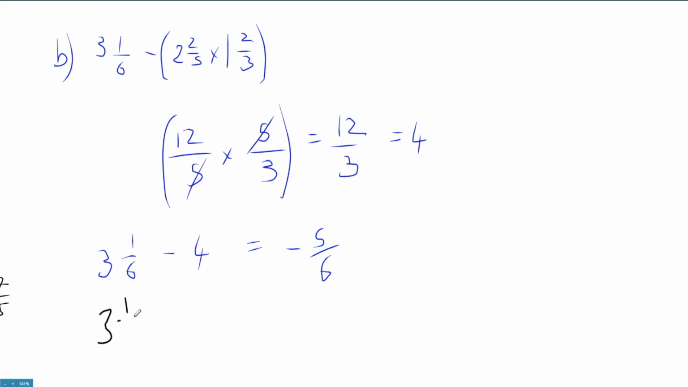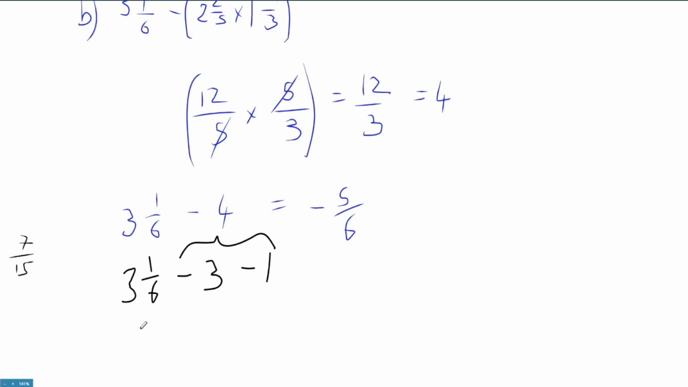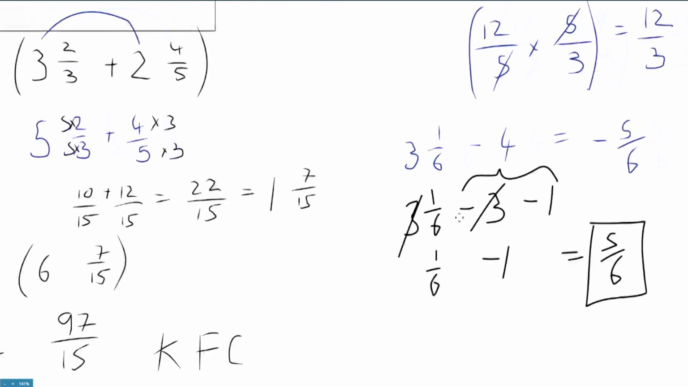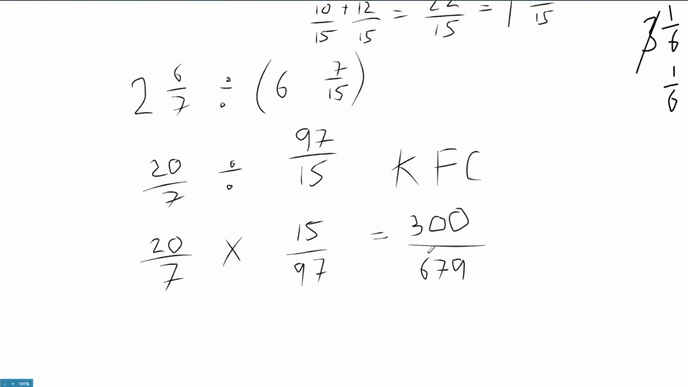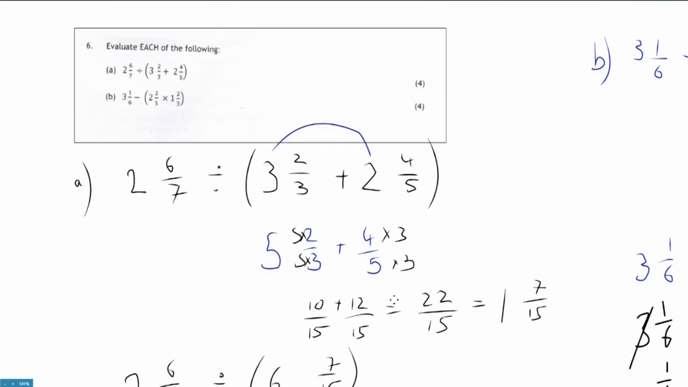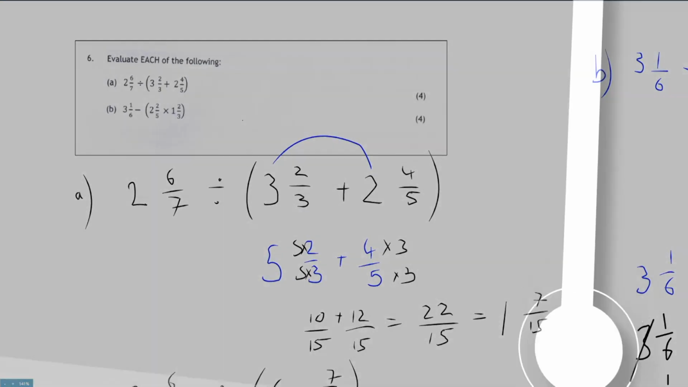I could write this as 3 and 1/6 minus 3 minus 1. That's what the negative 4 is. Oh my goodness, that's so confusing. This is going to be 1/6 after these guys cancel each other out. Minus 1, that's where I get the 5/6 from. But we should do it in a nice, easy, slow way. But I'll do it next time. I'm so sorry. Okay, so we got 5/6 for the first one. And we got 300 over 679 for part A. Next question.